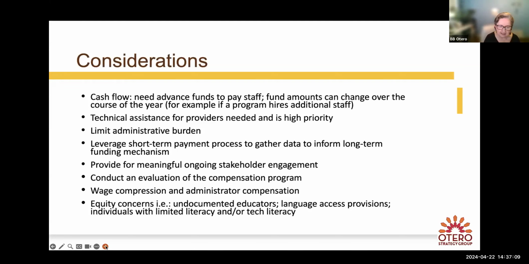And obviously the equity concerns. We have undocumented educators. We have issues of language access. We have individuals with limited literacy and certainly limited tech literacy. So we had to address all of these issues to make sure that we had an equitable system. Next.